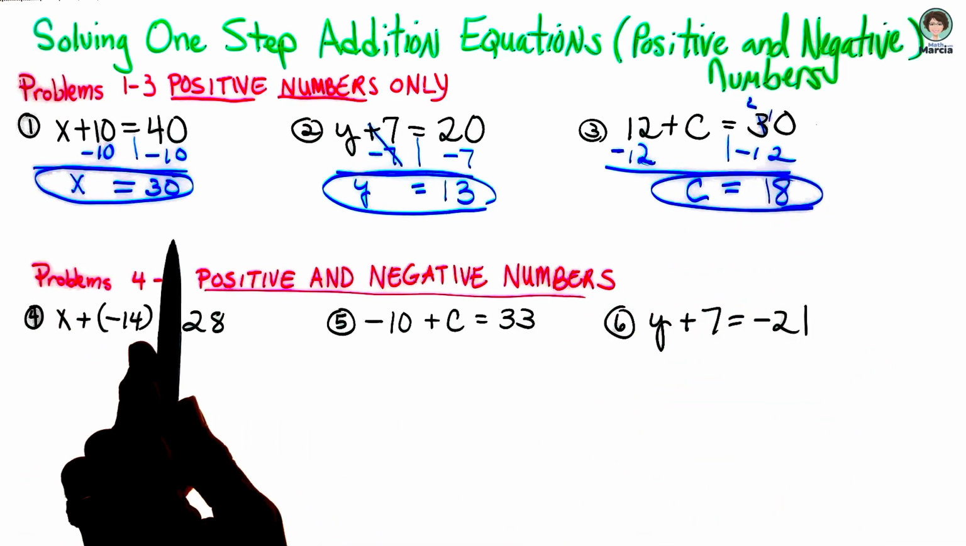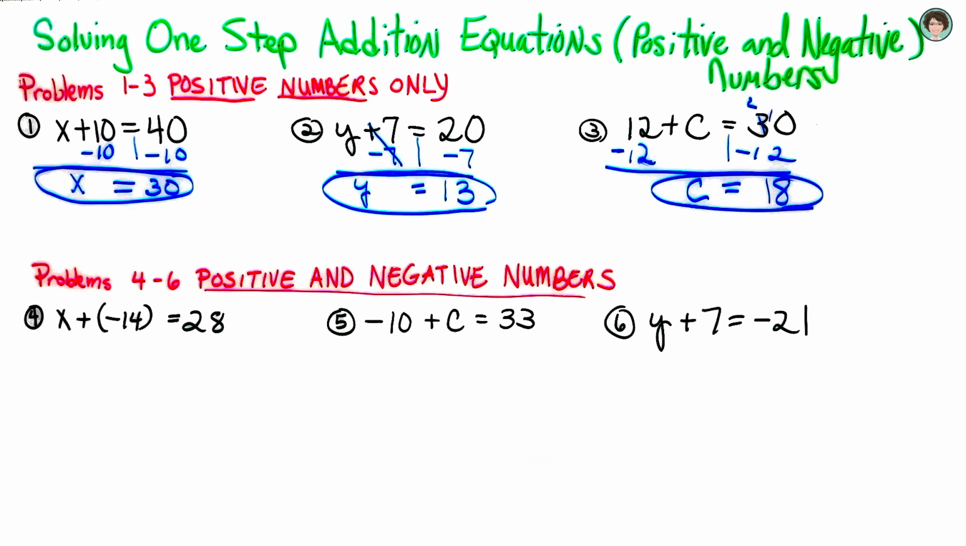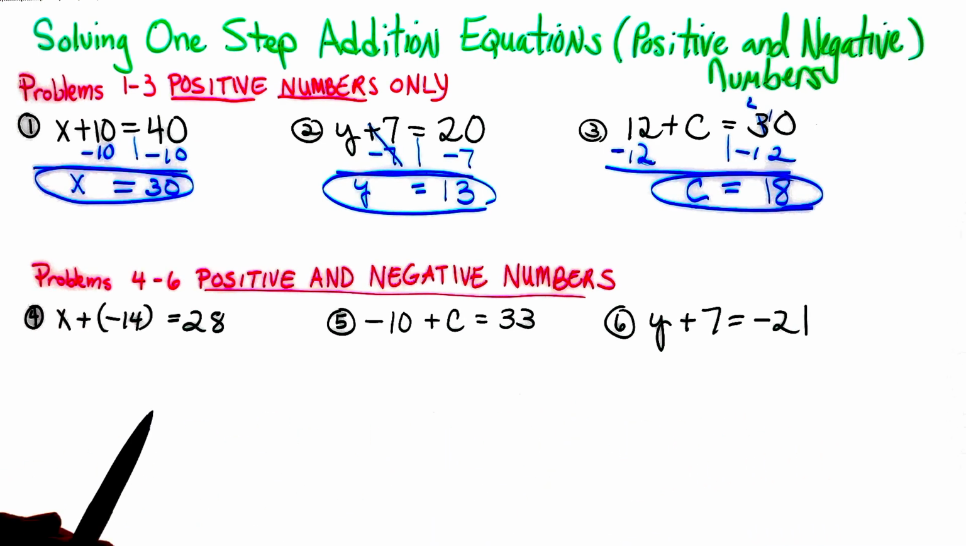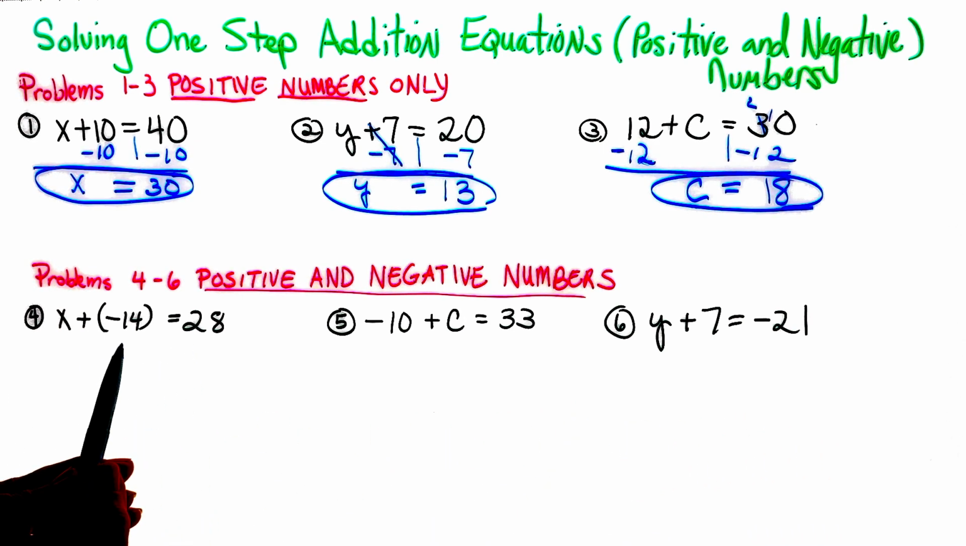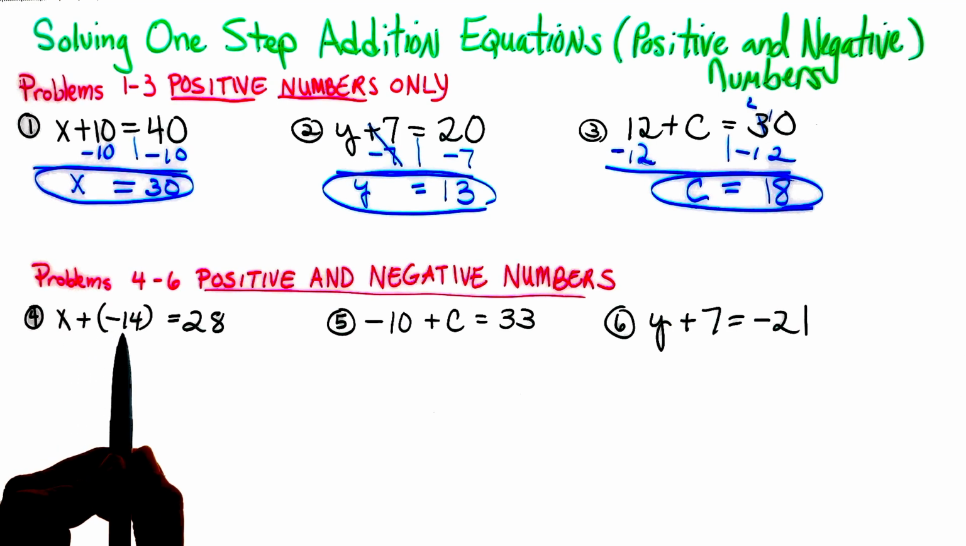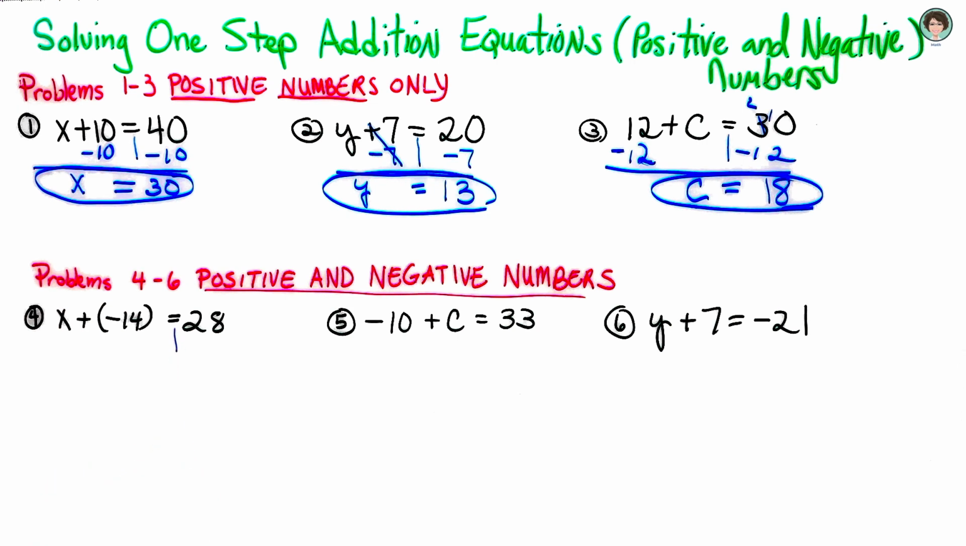So again, these first 3 problems are for people that have not learned about integers yet, okay? But let's say now you do know integers are positive and negative numbers, and these problems, you'll notice, have a positive 28 and a negative 14, and a negative 10, a positive 33. All right, so notice this is x plus negative 14 equals 28. Again, I'm drawing my little line, so I know whatever I'm going to do to one side of the equation, I'm going to do to the other.